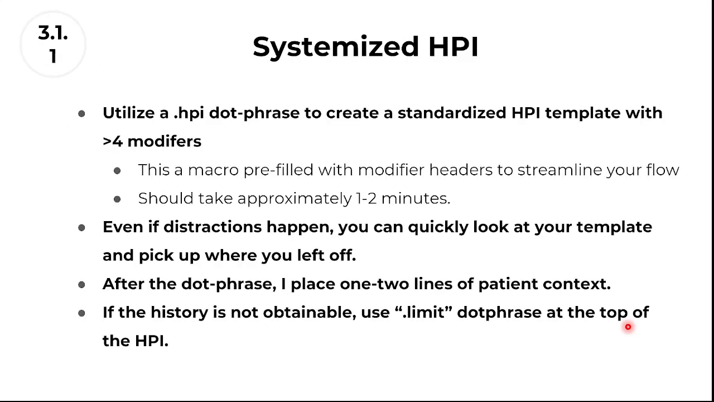So let's start with systemizing your history of present illness. As you've seen in some of these examples that I've been doing, I've put in a .hpi dot phrase, and it creates a standardized HPI template with greater than 4 modifiers, which is what is required for your billing department. And so this is a dot phrase. It's pre-filled with modifier headers to streamline your flow, and filling this out takes somewhere around 30 seconds. We can quickly go through one right now just to take a look.